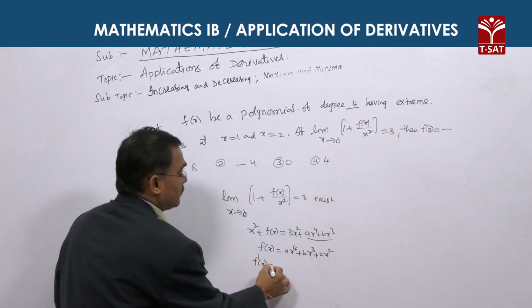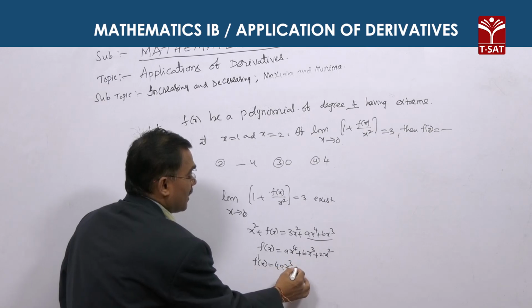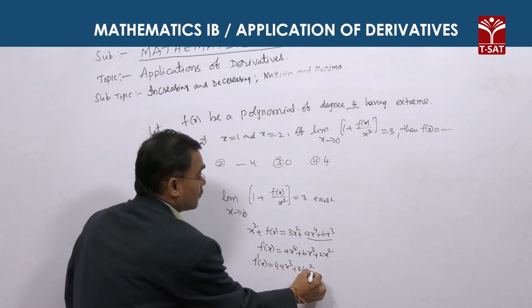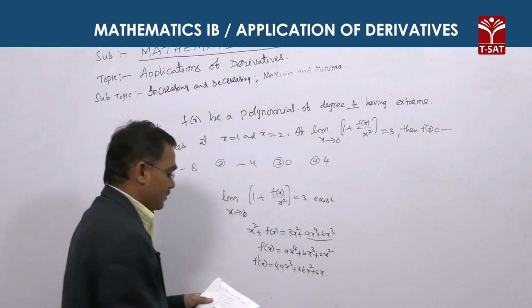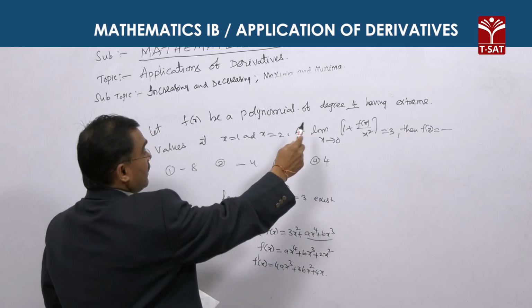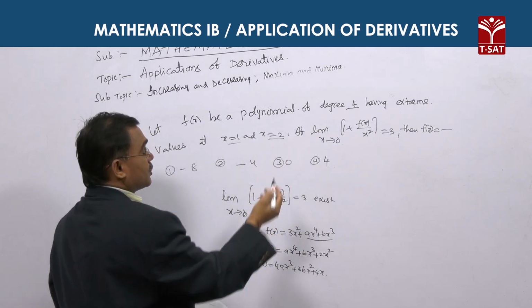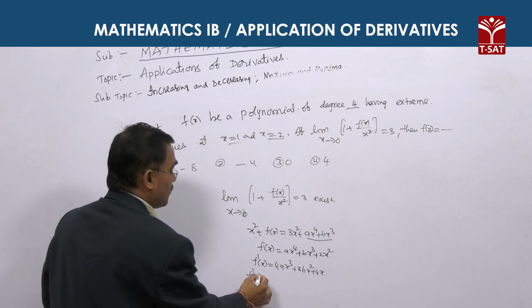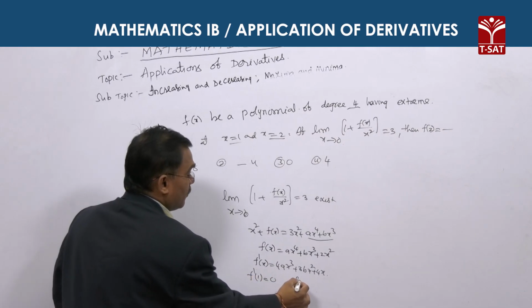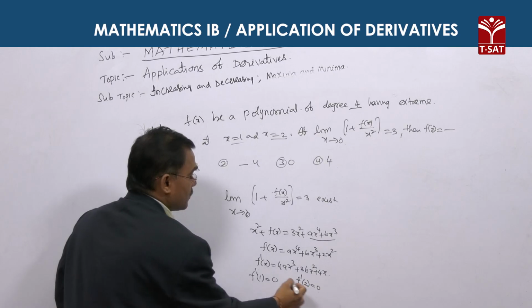What is f dash x? It is 4ax cube plus 3bx square plus 4x. Right. Given that 1 and 2 are the extreme values, at 1 and 2 being extreme values means f dash 1 is 0 and f dash 2 is also 0.